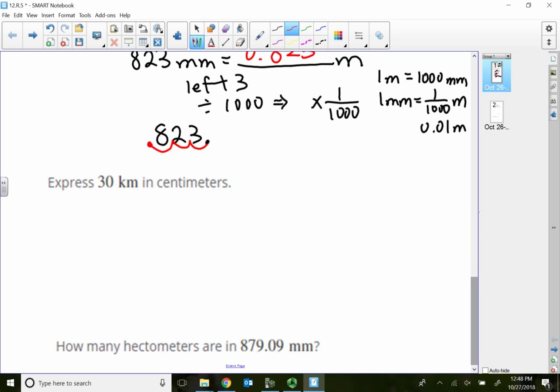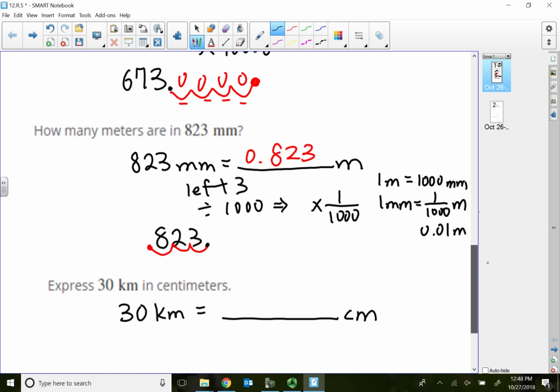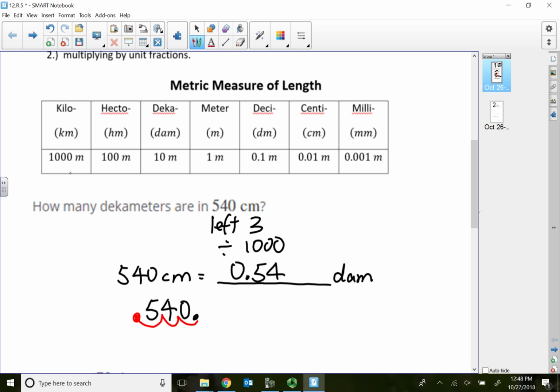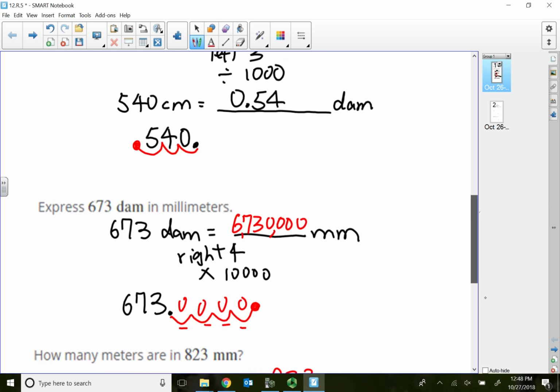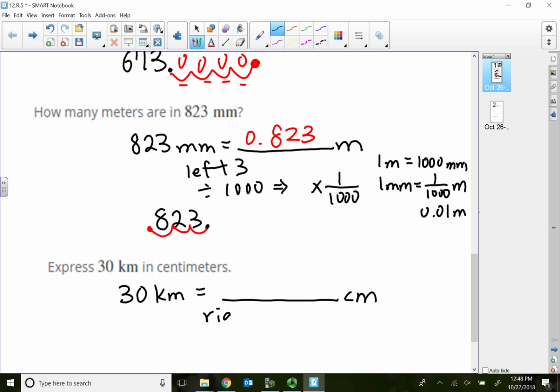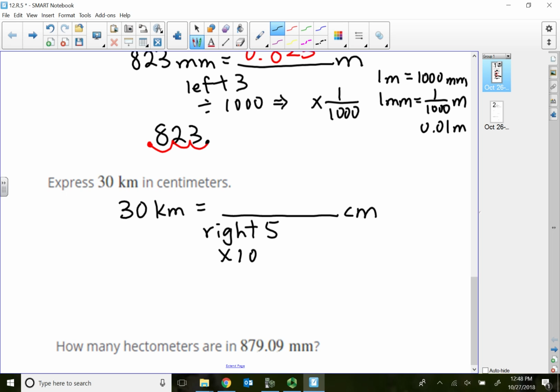All right. Express 30 kilometer in centimeters. So this problem wants me to take 30 kilometers, convert all the way to centimeter. So let's take a look. Kilometer to centi. Kilo is all the way on the left to centi. 1, 2, 3, 4, 5 places to the right. So let's move our decimal to the right 5 places. Okay. So that's also equivalent to times by 1 with 5 zeros behind it. Okay. It's the same thing as times by 100,000.